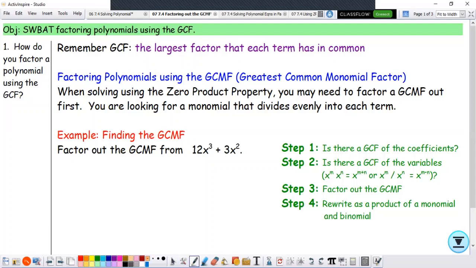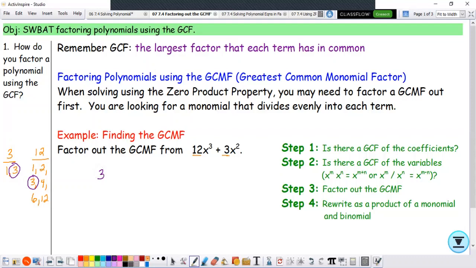So the first thing we want to look at are the coefficients. In this case, we have 12 and 3. And I'm going to list the factors of 12 and 3. The factors of 3 are just 1 and 3. The factors of 12 are 1, 2, 3, 4, 6, and 12. The largest factor the two numbers have in common is 3. So I'm going to write a 3.